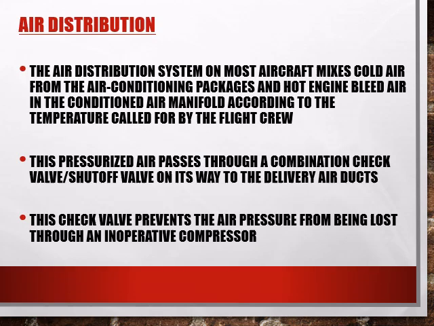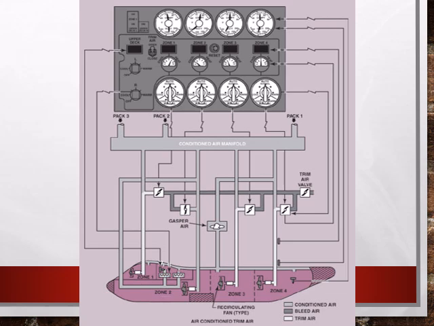Cabin air is a mix of bleed air and cooled air from the air conditioning system. A check valve ensures air doesn't leak backward if the compressor fails. This system provides fresh, tempered air throughout the cabin. The pressurized air is distributed to the side wall or overhead vents in the cabin. The cabin air is then drawn back into the conditioned air manifold to recirculating fans, mixed with new incoming air, and then redistributed to the aircraft cabin.